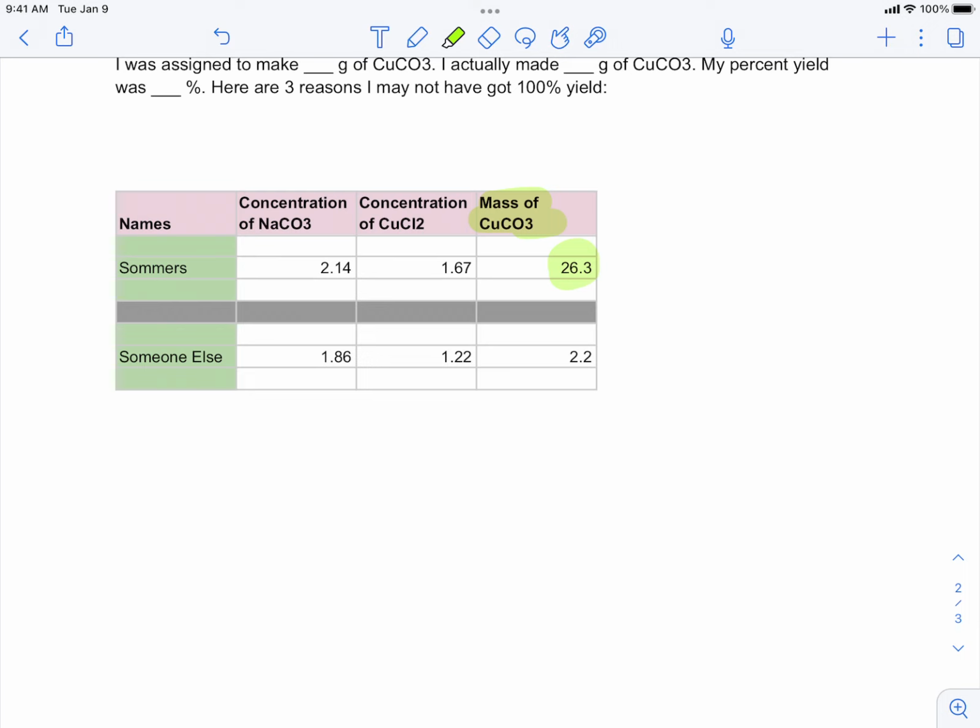To make this copper carbonate, there are lots of ways you can do it. We're going to be using sodium carbonate and copper chloride. Those are the two things we're using, and they each have different concentrations. You can see my sodium carbonate is 2.14 molar, and my copper chloride is 1.6 molar. But just remember, it's going to be different than someone else's, so don't worry about what everyone else says. Every person might have a different amount of those two things.